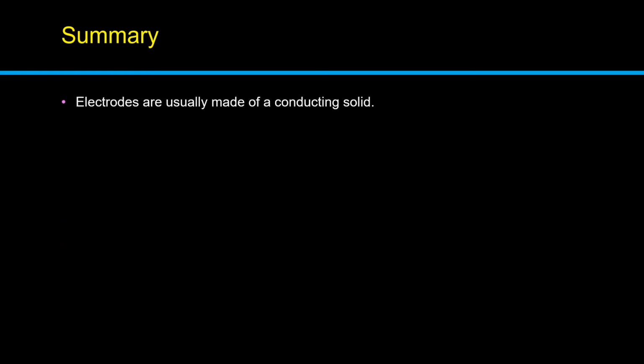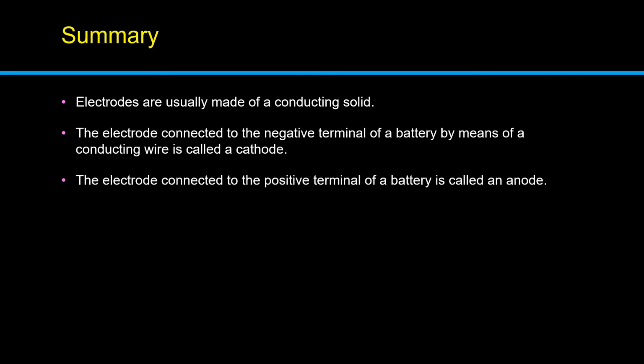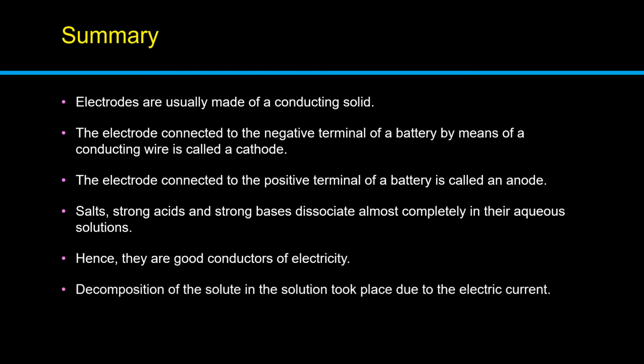Electrodes are usually made of a conducting solid. The electrode connected to the negative terminal of the battery by means of a conducting wire is the cathode, whereas the electrode connected to the positive terminal of the battery is called the anode. Salts, strong acids and strong bases dissociate almost completely in their aqueous solutions. Hence, they are good conductors of electricity.